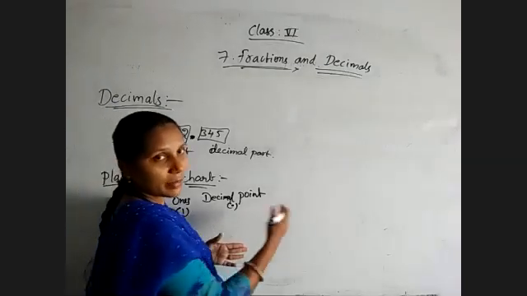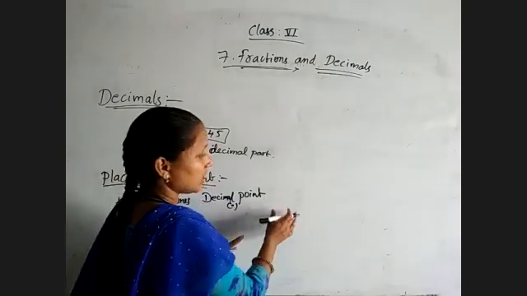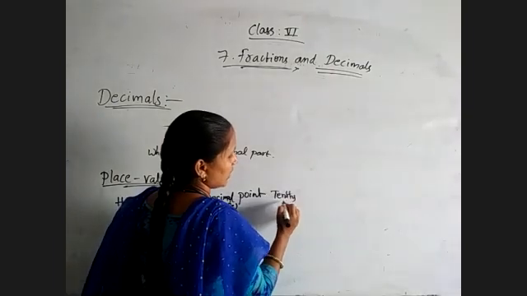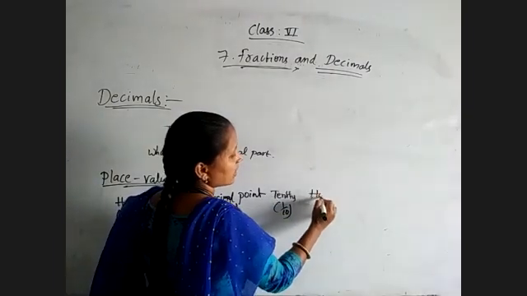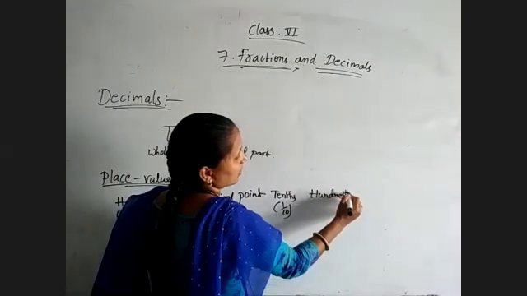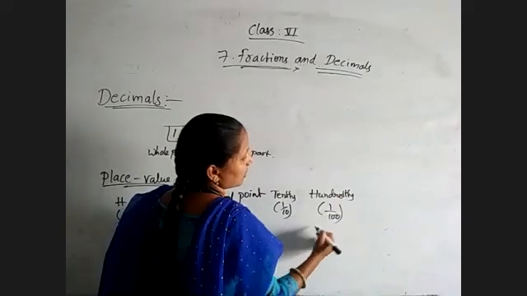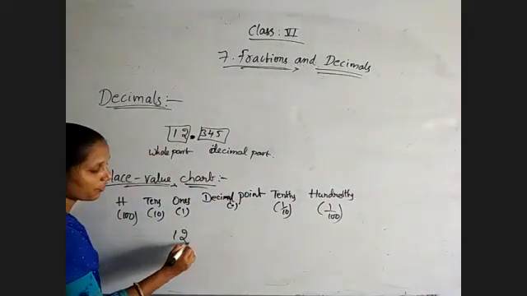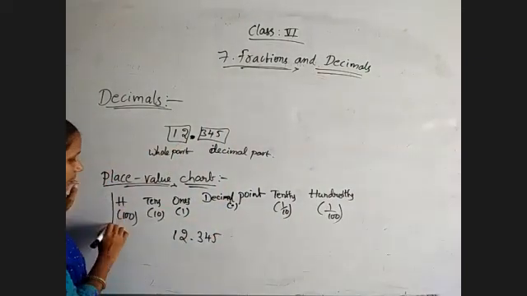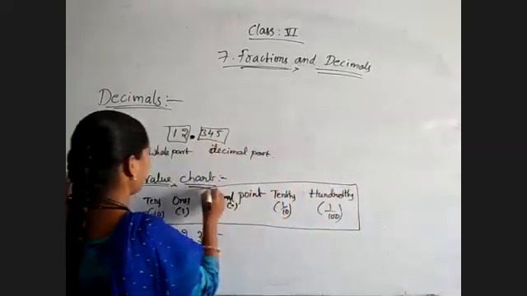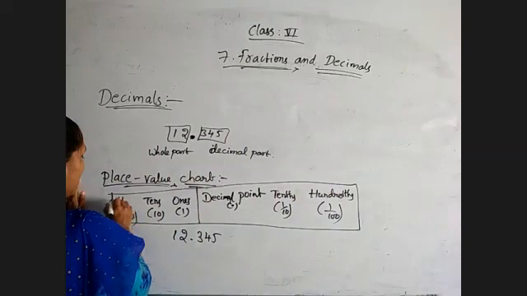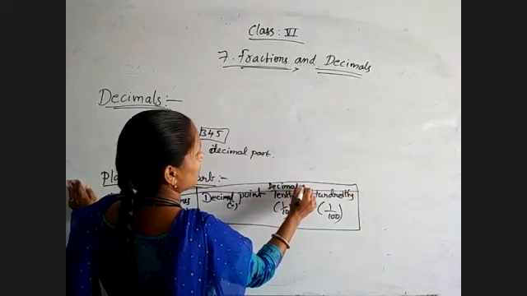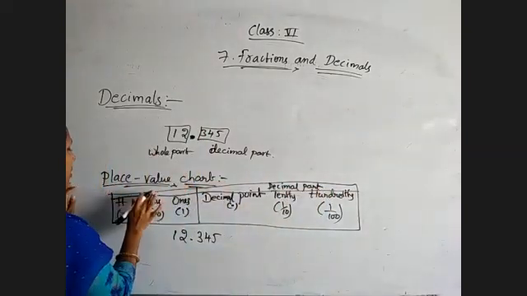Coming to the remaining portion of decimal numbers, in the decimal part, we will get tenths, that is 1 by 10, and hundredths, that is 1 by 100. And so on, like that only. For suppose, now observe this number 12.345. And here it comes under the decimal part. It comes under the whole number part.